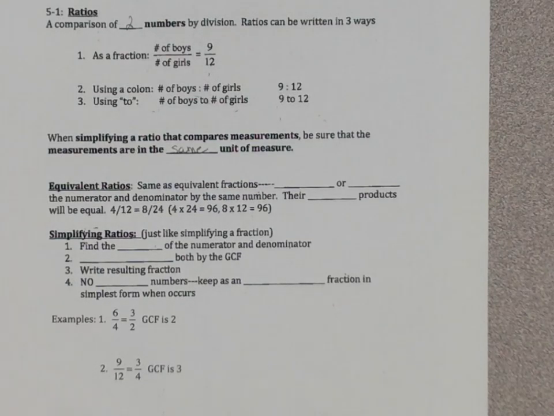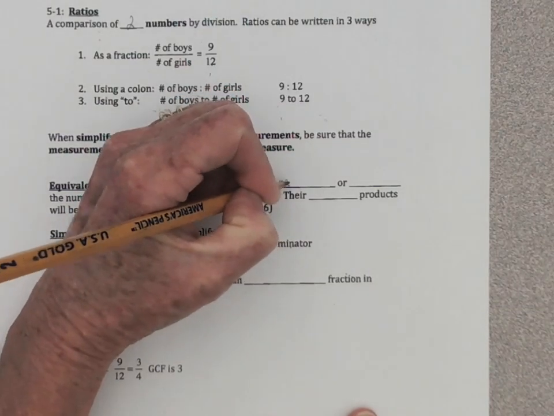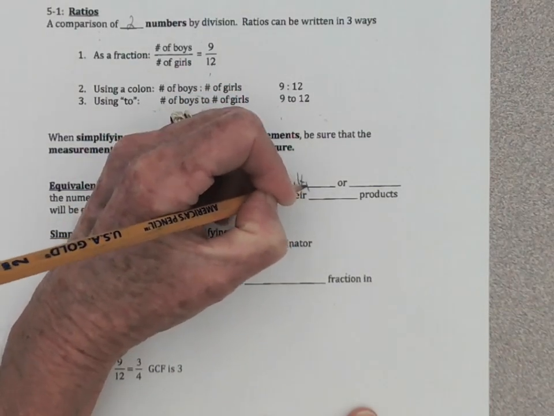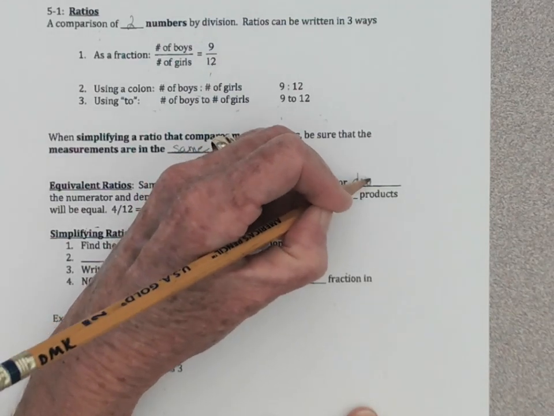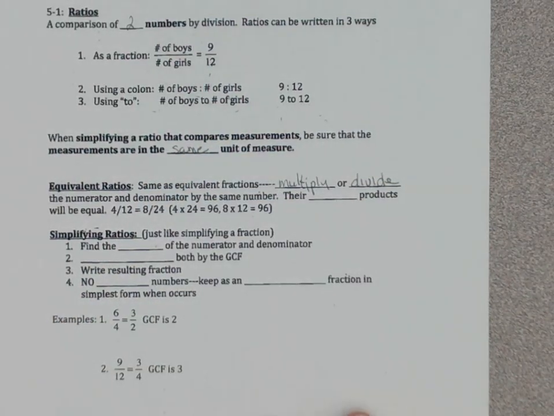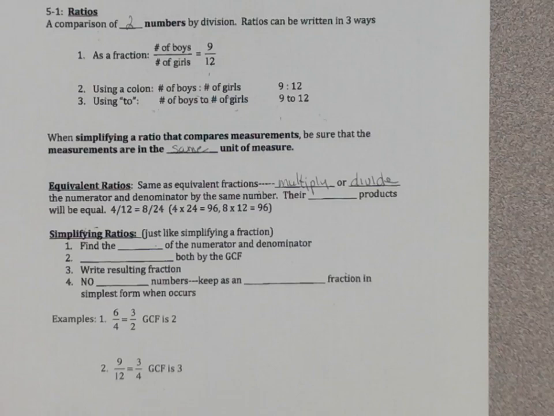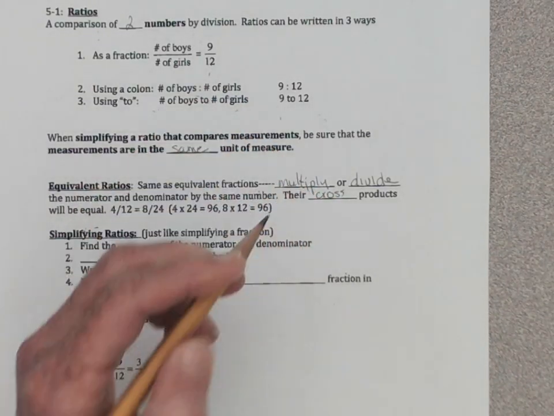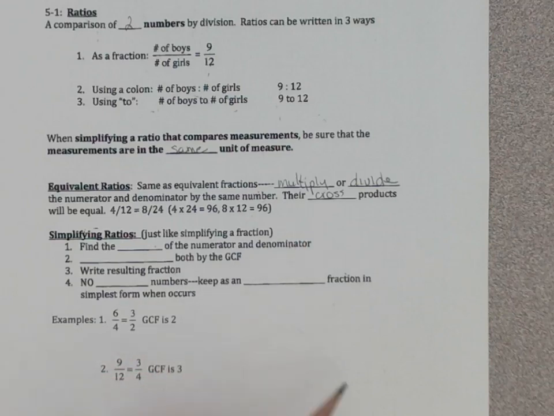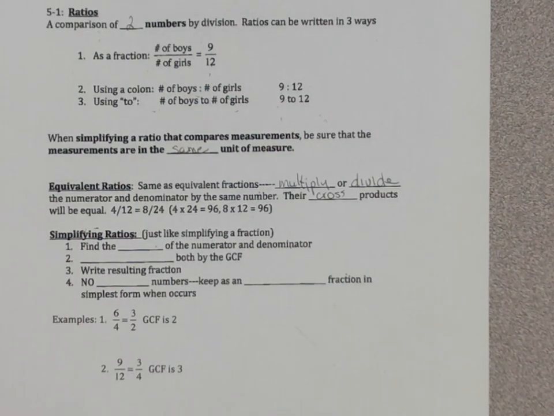Equivalent ratios are the same as equivalent fractions. You're going to multiply or divide the numerator and denominator by the same number. They're cross products, so when you do your cross products you should get the same number. Remember how we used that when we compared fractions.